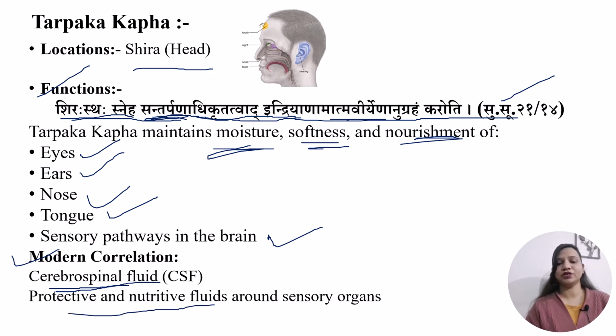The protective and nutritive fluids present around the sensory organ can also be compared with Tarpak Kapha. So Tarpak Kapha located in the head region maintains the moisture, softness and nourishment of the sensory organs, and it also protects and maintains the function of the sensory organ and prevents it from dryness, from fatigue and from degeneration. And we can understand it in modern science by CSF, or the protective and nutritive fluid around the sensory organs.